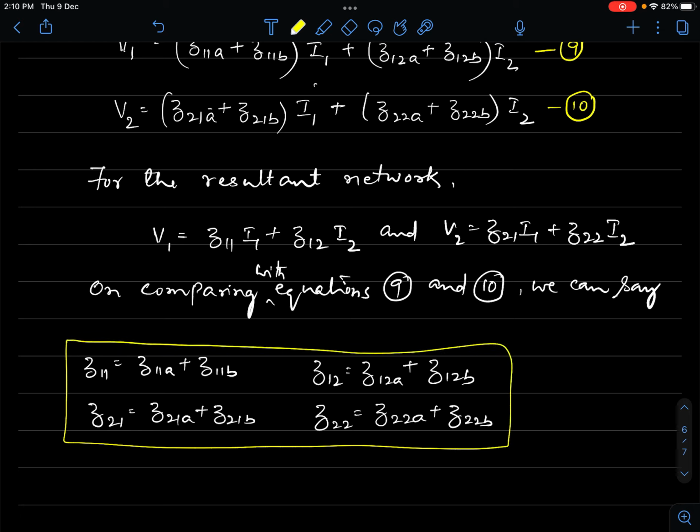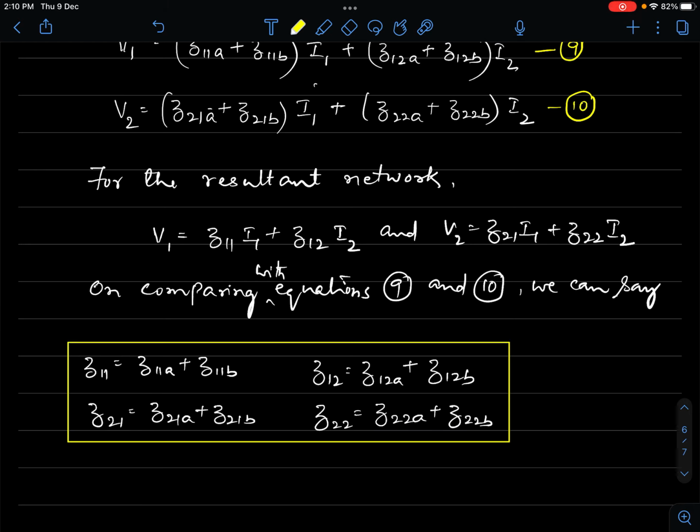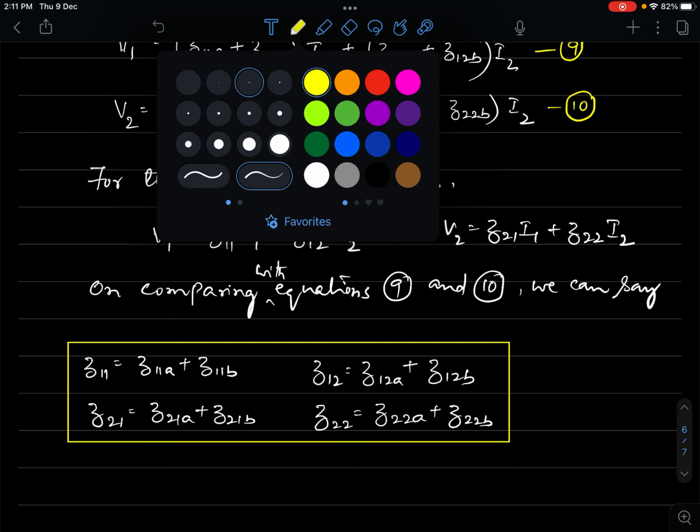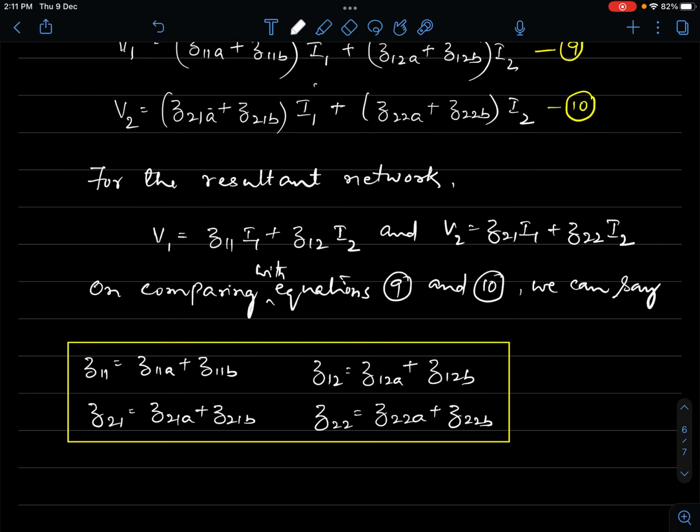So what are we to conclude from this derivation? If we want the Z parameters of a series connected network, then the Z parameters of the resultant network are the sum of the Z parameters of the independent networks. That is the conclusion.